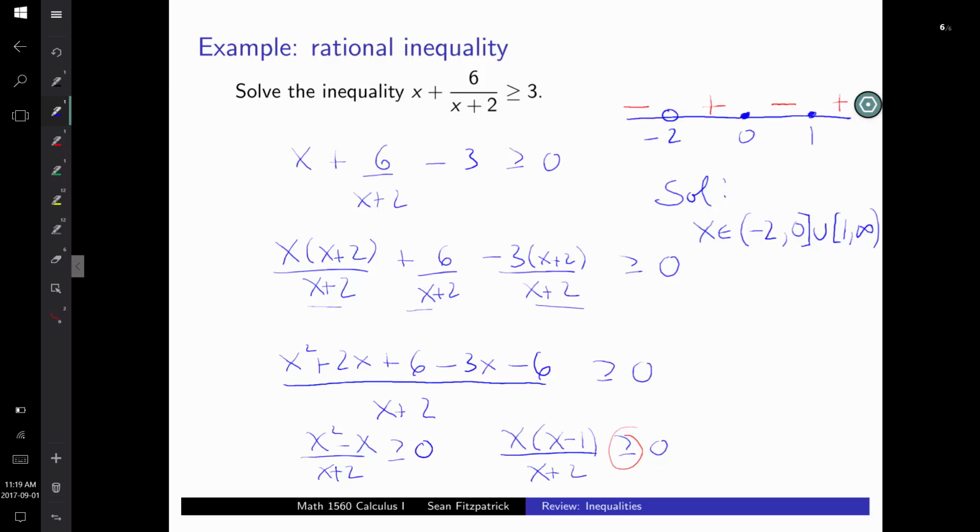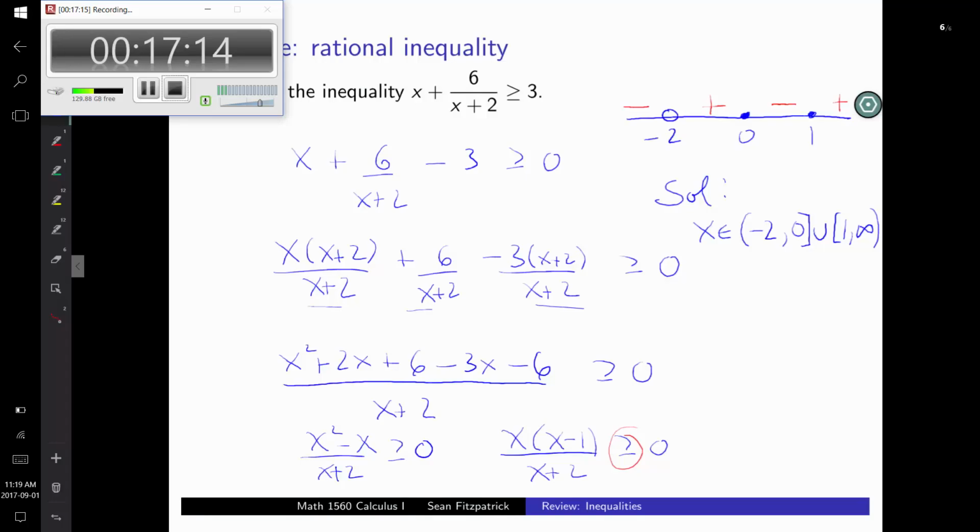And feel free to see what happens if you had multiplied everything by x plus 2. You'll find that you don't get the right answer. You'll mess things up if you do it that way. Okay. So that's all we want to say about inequalities for now. We're going to move on in the next video and talk about exponential functions.